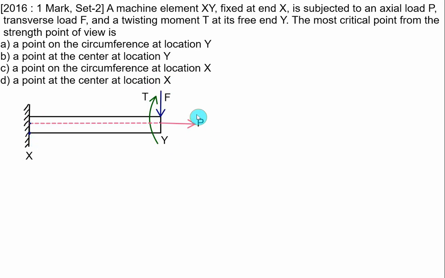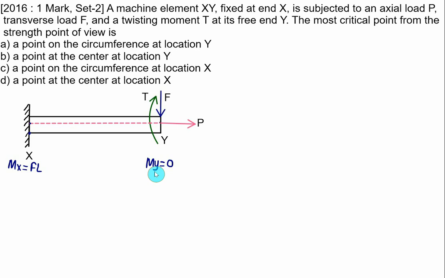So P will develop the normal stress, F will develop the bending, and T will develop the shear. In addition to that, the force F, applied at section X, will also develop shear. But we will neglect that value because its magnitude is very small. We will only consider the effect of P and the effect of bending at point X. So the bending moment at the given section X will be equal to F multiplied by L, whereas the bending moment at point Y will be equal to 0.